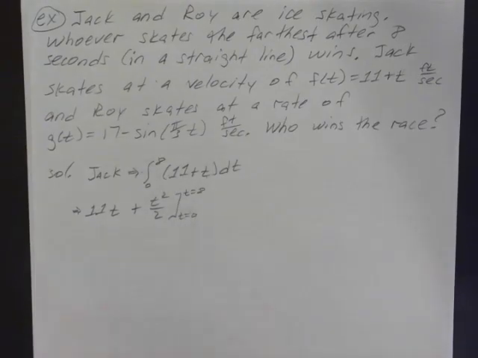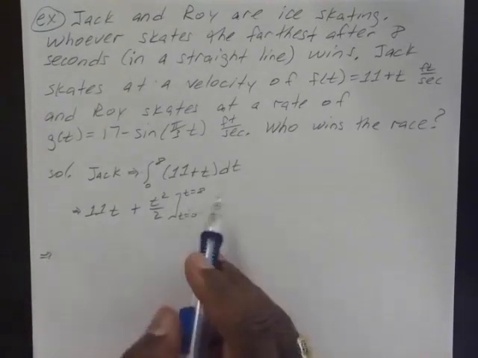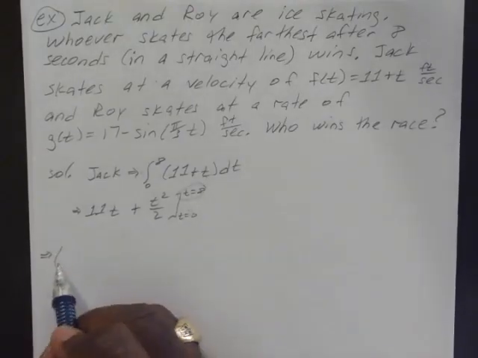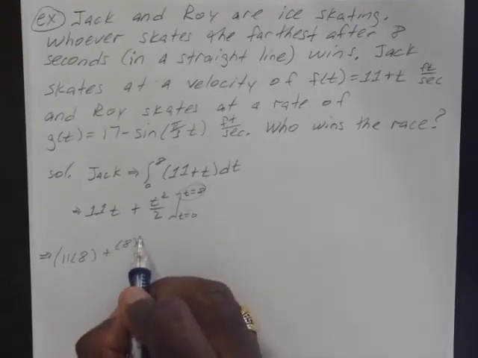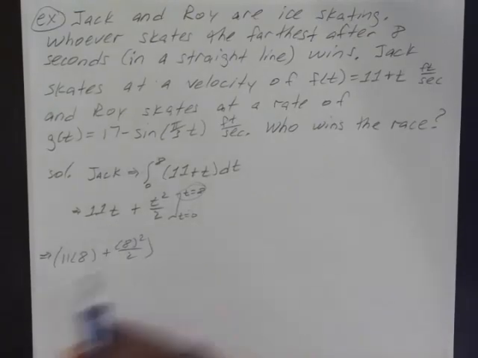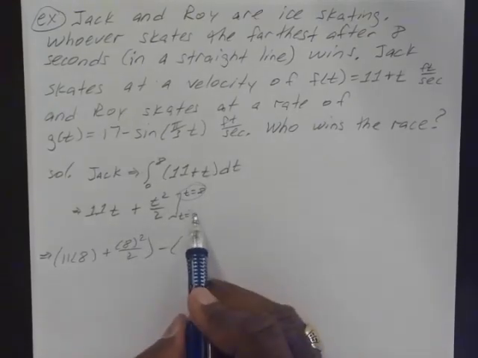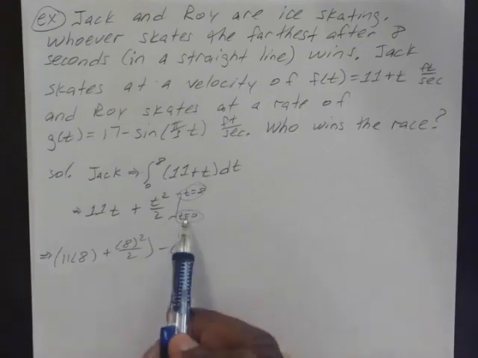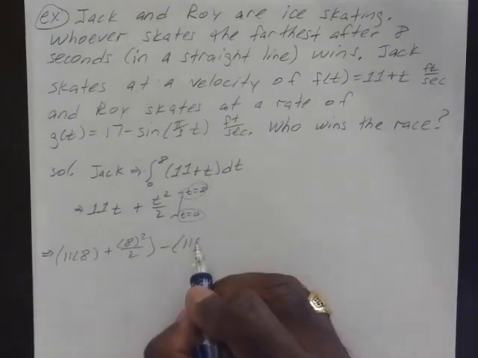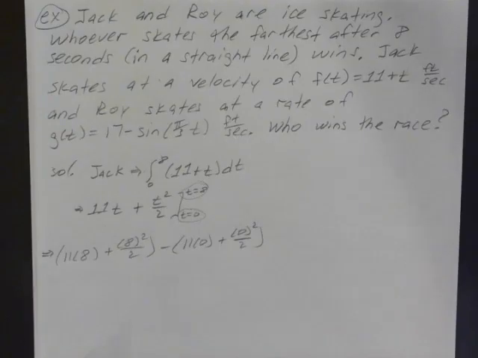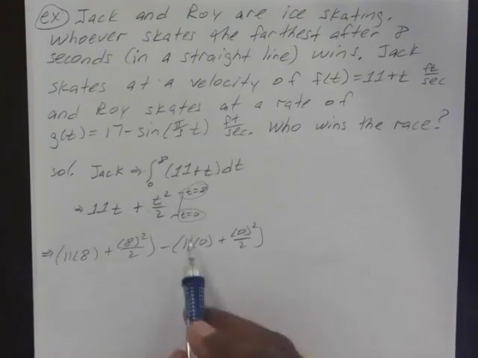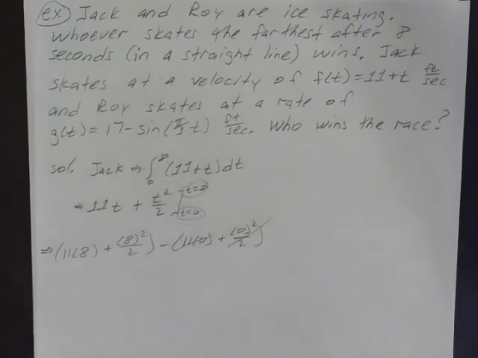So if we apply the fundamental theorem here, we plug in our upper limit. That's 11 times 8 plus 8 squared divided by 2 minus, now we plug in our lower limit, 11 times 0 plus 0 squared over 2. And if you wanted to, whenever you see t is equal to 0, if every term just turns to 0, I would just put minus 0 or leave it blank. But I just do this for visual purposes.